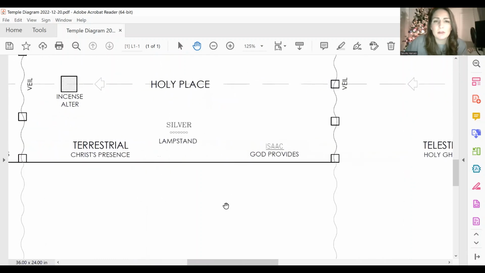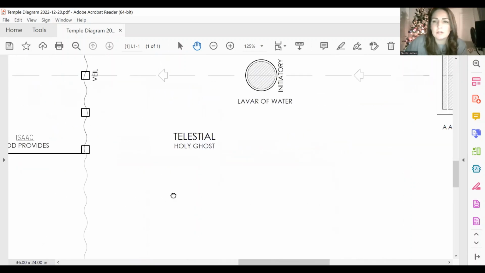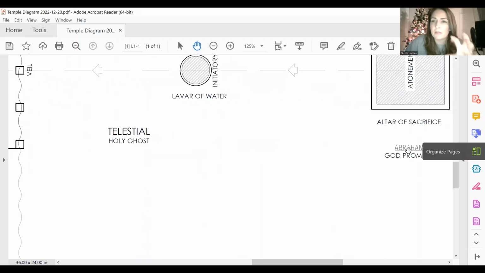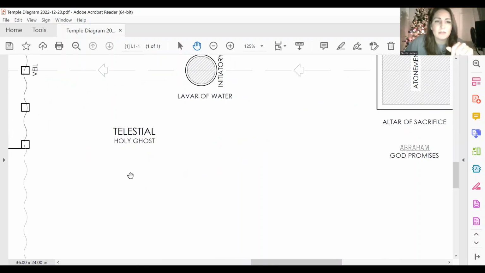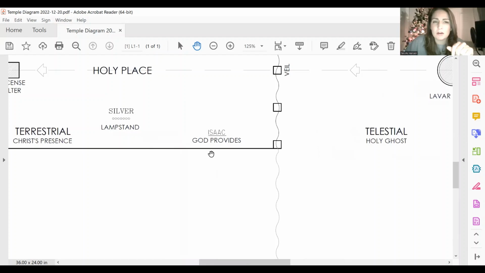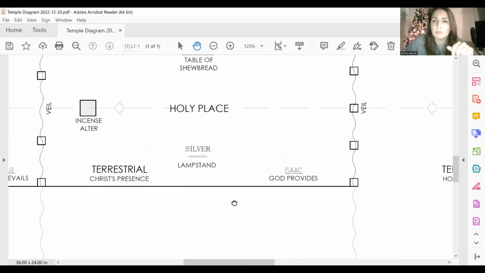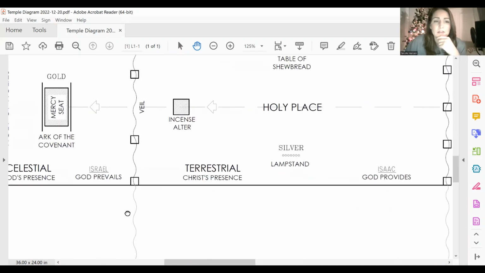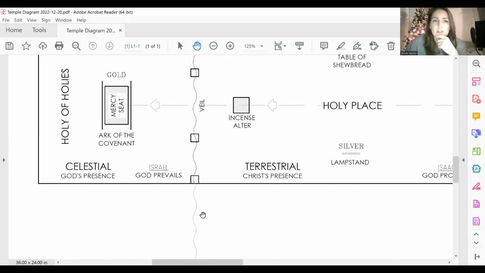And here is another 3. We have Abraham, where God makes his promises. And then we have Isaac, where you are learning God provides. So thinking about your own spiritual journey in this way, God provides. And then Israel, God prevails.